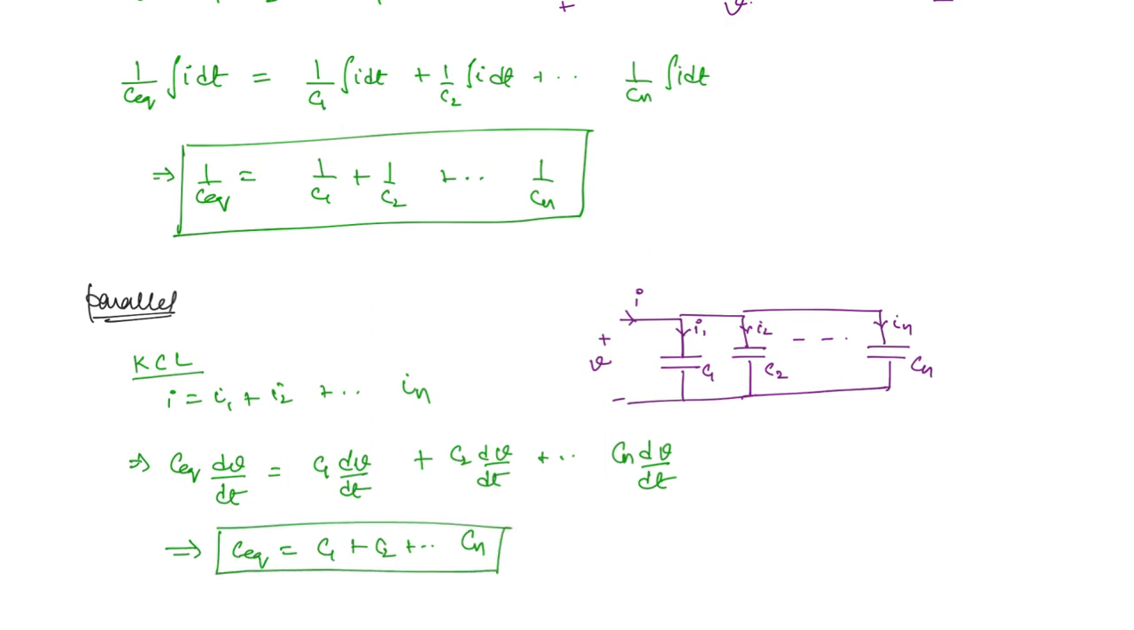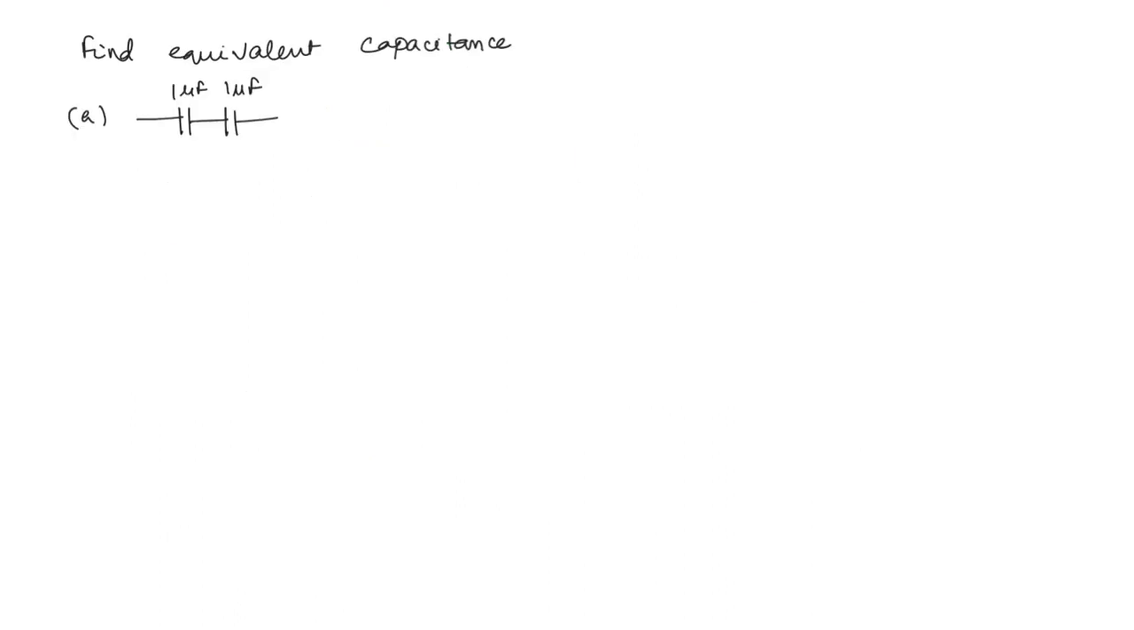Now you can see that this is the result for the equivalent capacitor. It is exactly opposite to resistors. In resistors, the parallel combination had a relation similar to the series formula here, and the series combination had a relation similar to this one. So remember that in the case of capacitance, it is just inverted. This is going to be series, and in parallel the capacitors are just going to be added. So we will do a few examples, then it will be more clear to you.